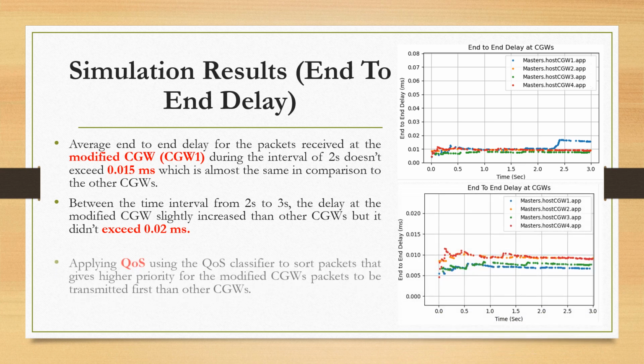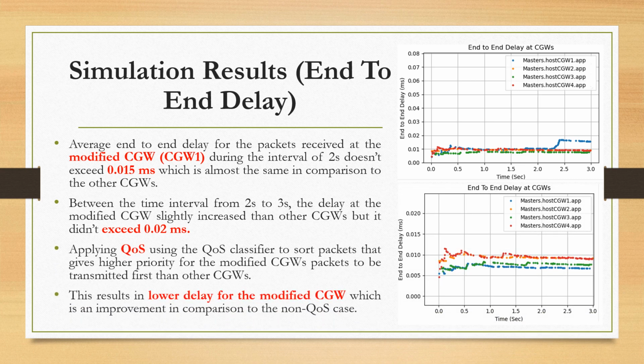We then applied quality of service in order to improve the end-to-end delay for capillary gateway number 1, which is the modified old technology gateway. We used a quality of service classifier that can sort packets and gives priority to the modified capillary gateway packets in order to be transmitted firstly. And this has resulted in lower delay, as we can see in the second chart, as the blue data points have lower delay.